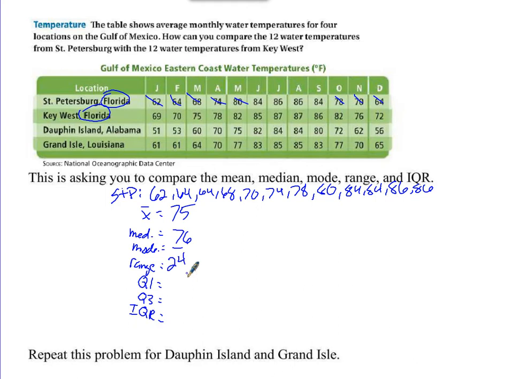Quartile 1. So to calculate quartile 1, the first thing I want to do is take my data set and divide it into two halves. Where's the median at? The median is between 74 and 78, right there. That's the median.